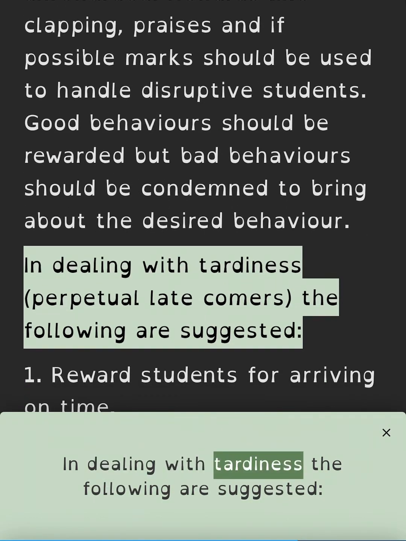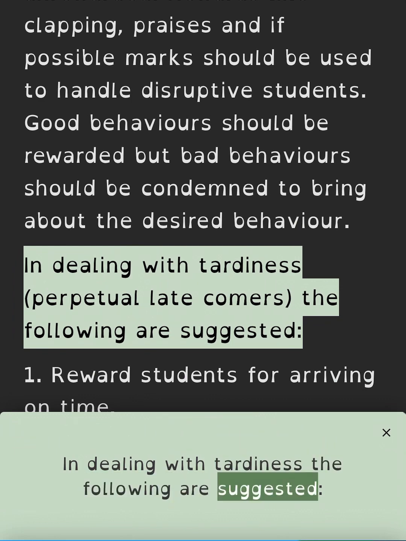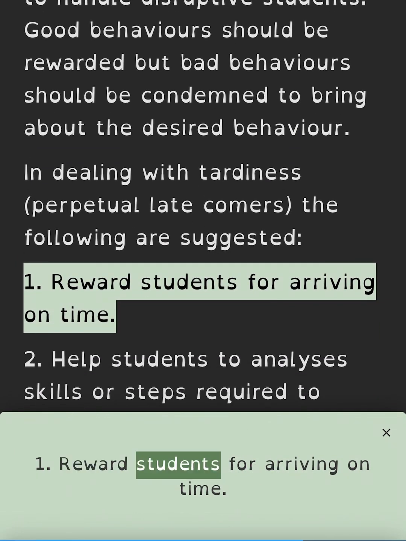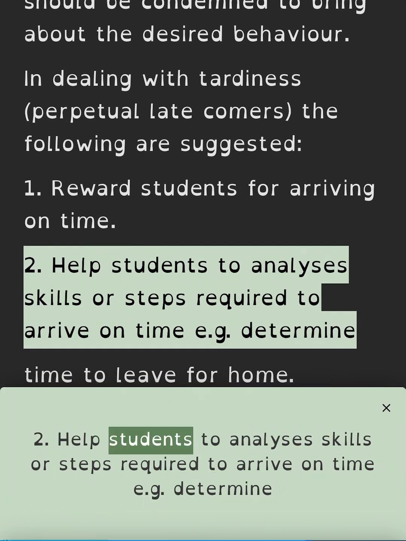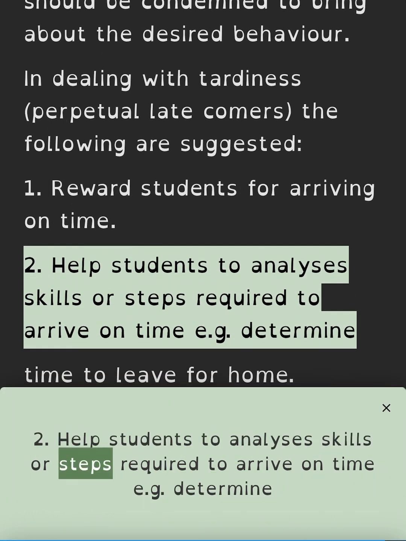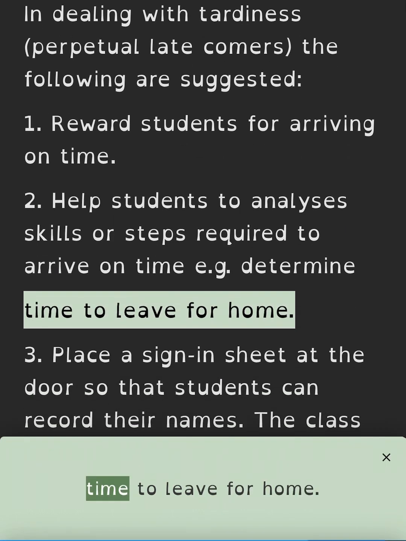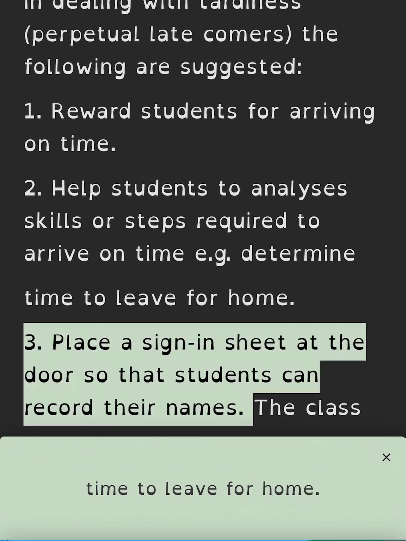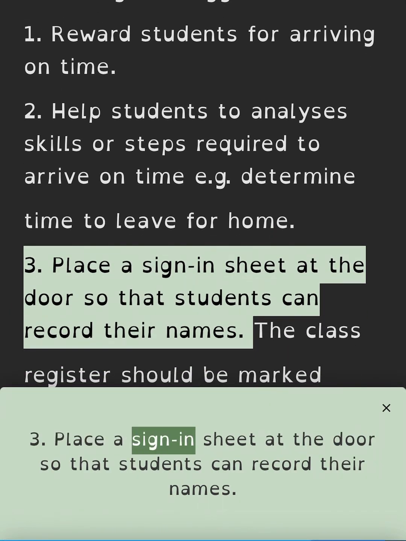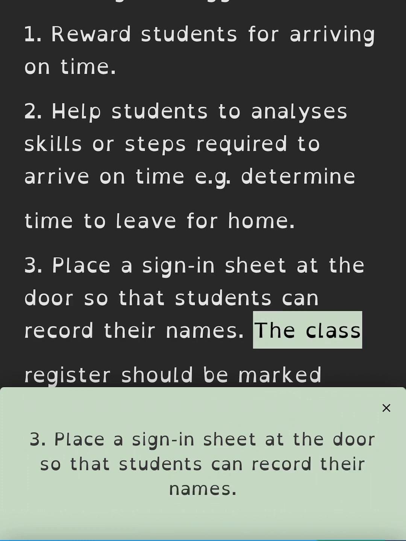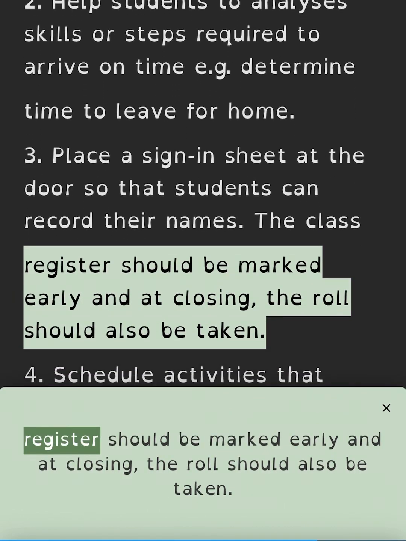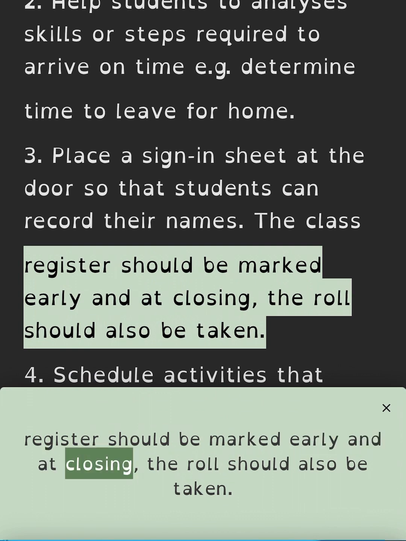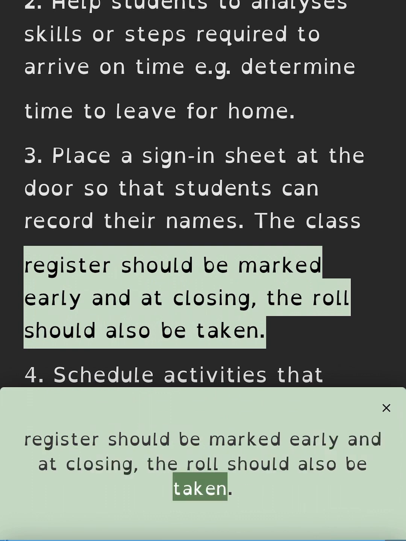In dealing with tardiness, the following are suggested. 1. Reward students for arriving on time. 2. Help students to analyze skills or steps required to arrive on time, for example, determine time to leave for home. 3. Place the sign-in sheet at the door so that students can record their names. The class register should be marked early and at closing. The roll should also be taken.